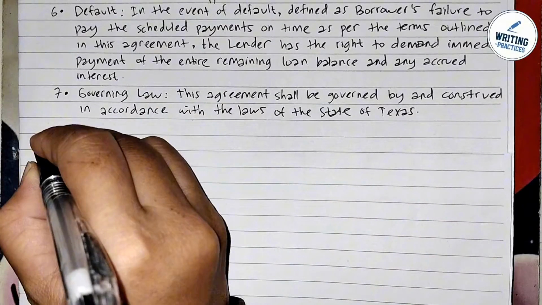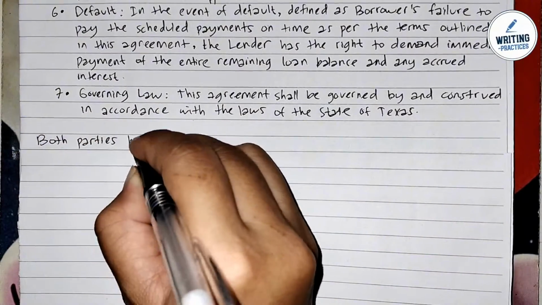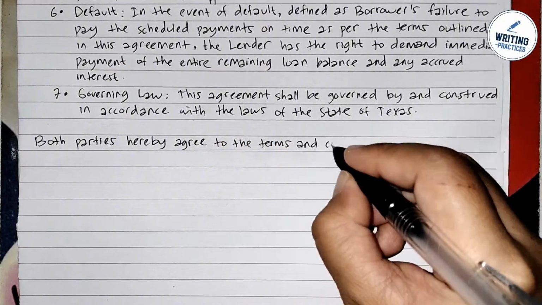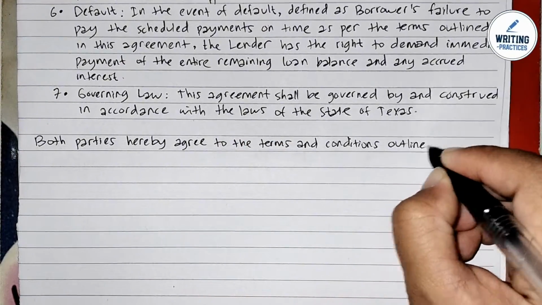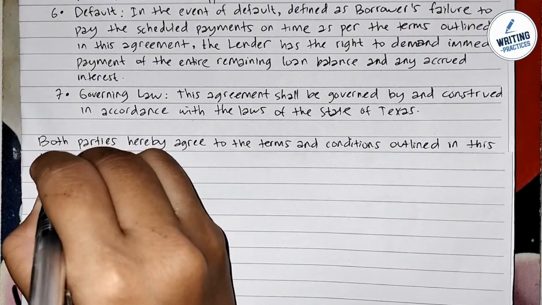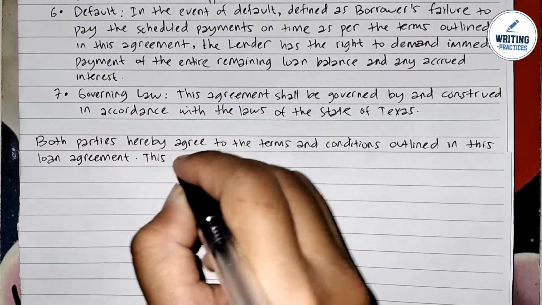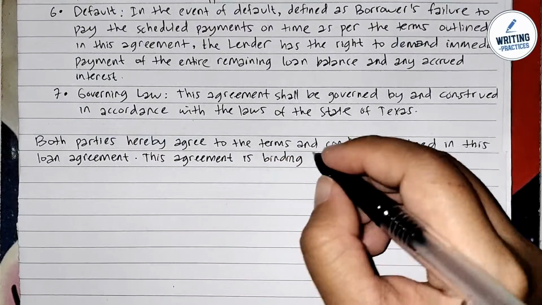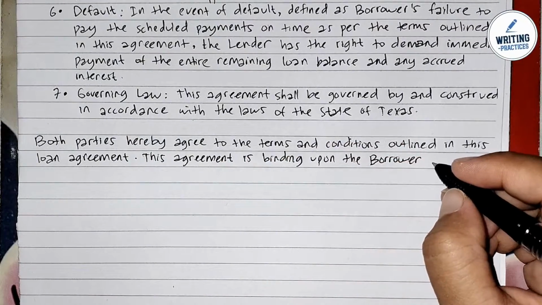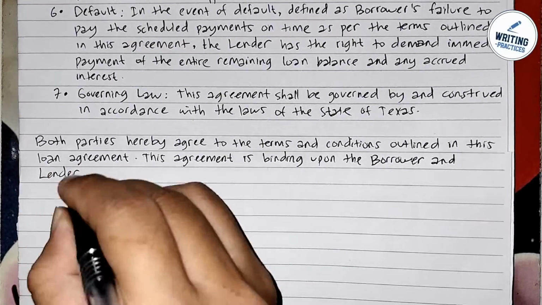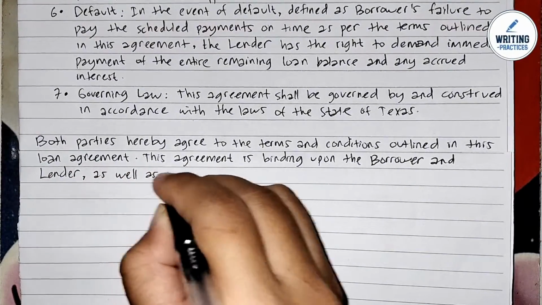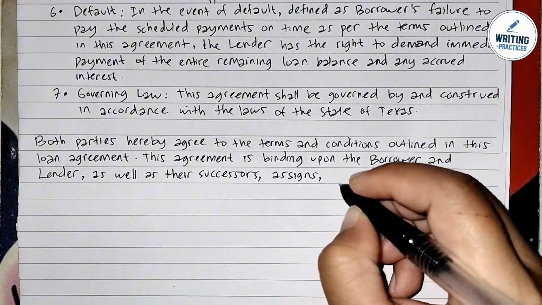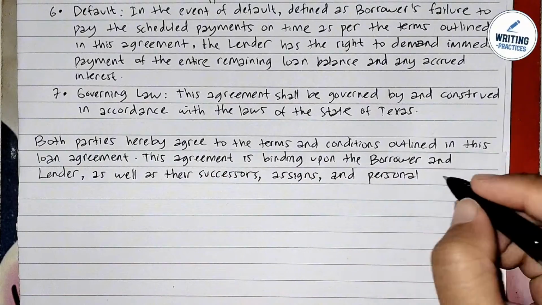After writing the terms and conditions, now you need to write the mutual agreement. It is a statement confirming that both parties agree to the terms and conditions set out in the letter. The goal is of course to make the agreement binding. If you have no idea what to write, you may simply copy this. Both parties hereby agree to the terms and conditions outlined in this loan agreement. This agreement is binding upon the borrower and lender, as well as their successors, assigns, and personal representatives.